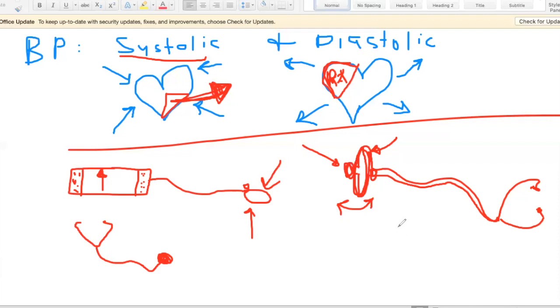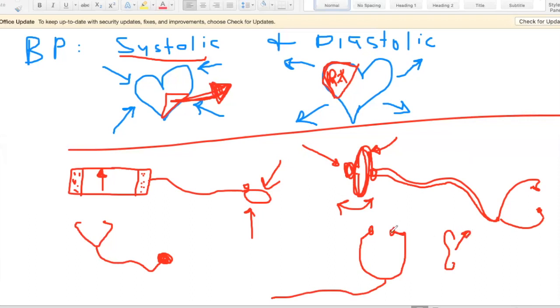Now, when you use the stethoscope, you're going to take these earpieces and put them in your ears. The way these are going to be is they're going to point inward. And then you have the tube that you listen through. This is pointing away from the screen. And your ears are the same way. Your ear canal is directed forward.